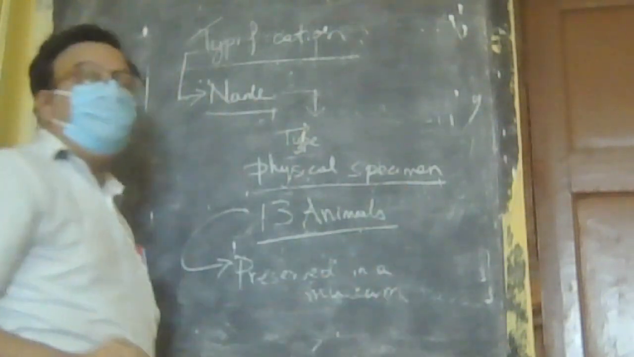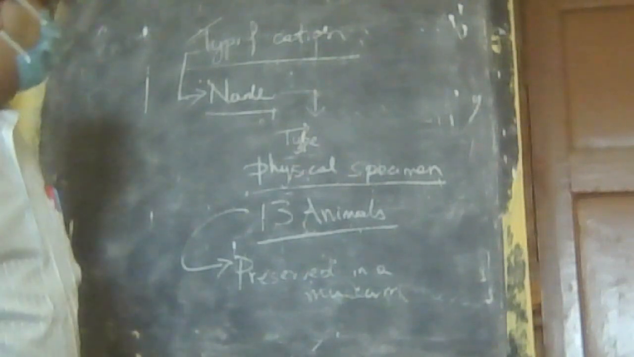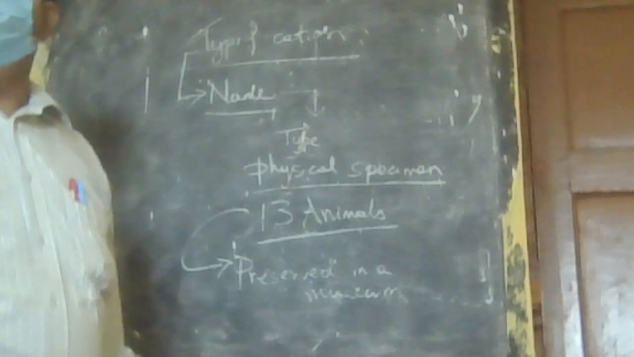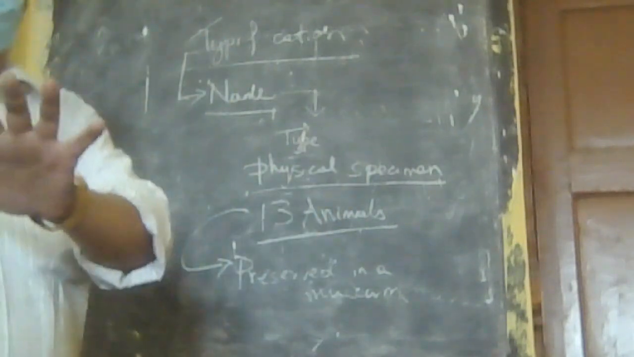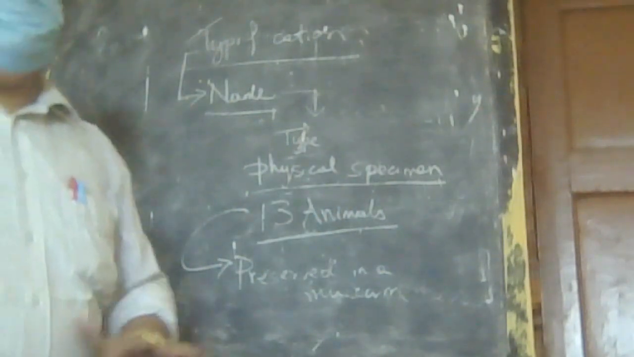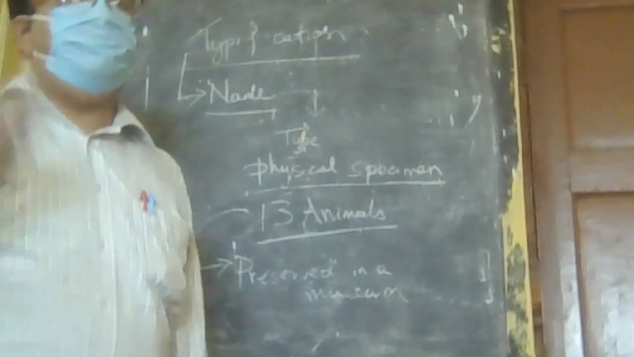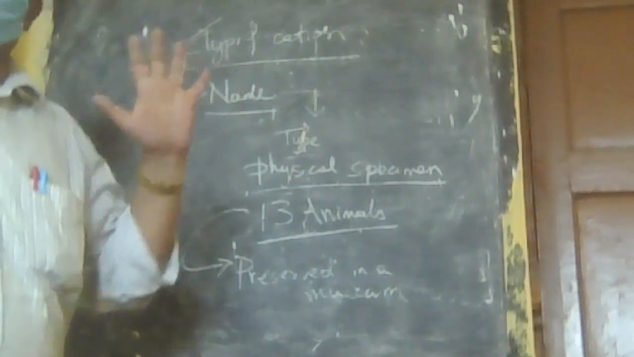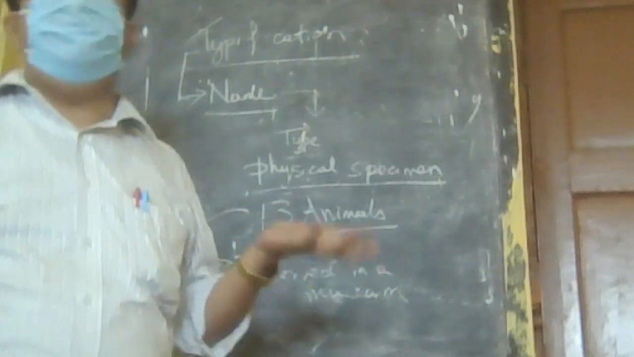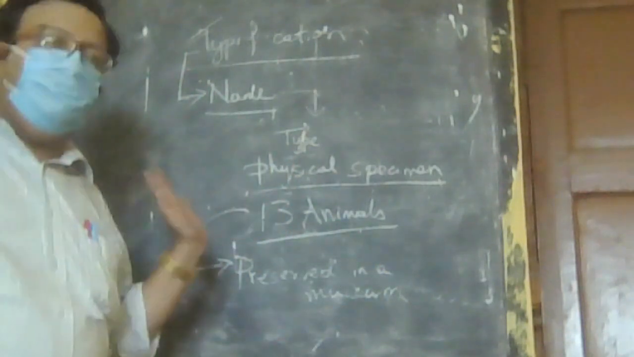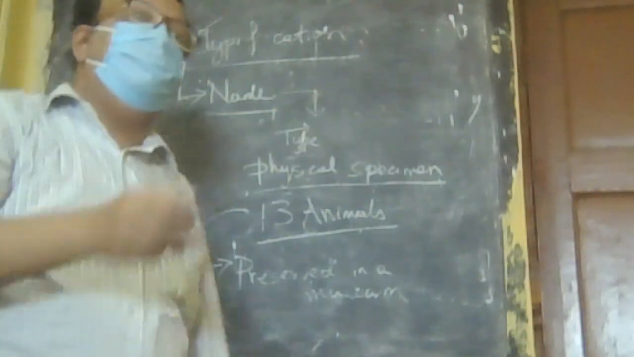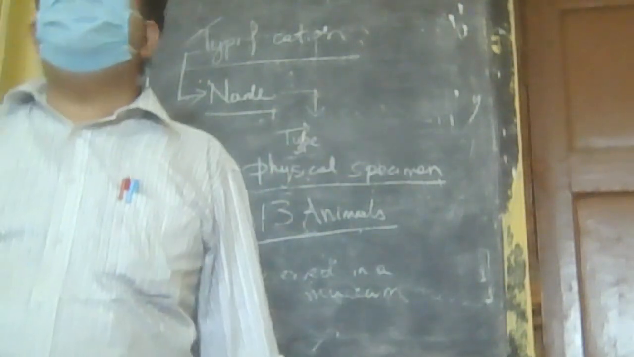It can be preserved in a museum, or it can be a photograph. By showing that we say we have described this species. That is the type. It is a museum specimen. Just keep it in mind, it's a museum specimen. It can be a photograph, it can be something else, it can be a footprint, it's an evidence of that particular animal. And it's like a standard nomenclature.